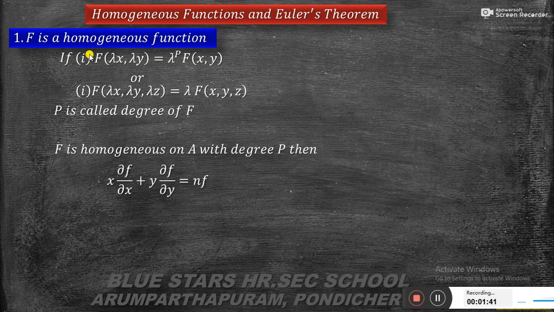So homogeneous means the condition is f of lambda x. We substitute x equal to lambda x, y equal to lambda y. So it equals lambda power p into f of x comma y. Then p is the degree of the equation.